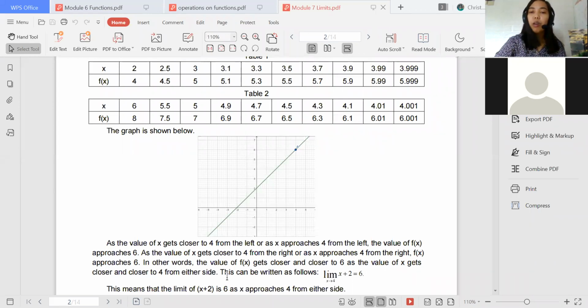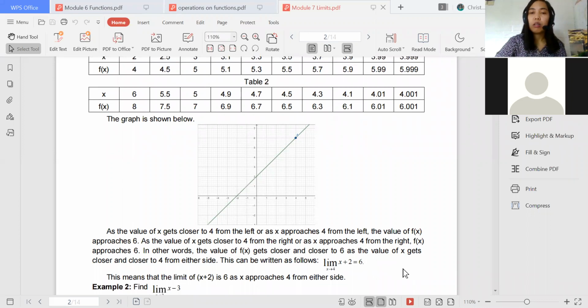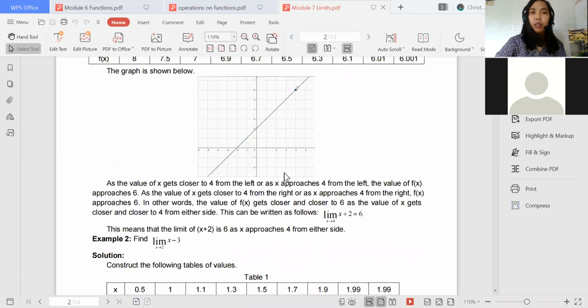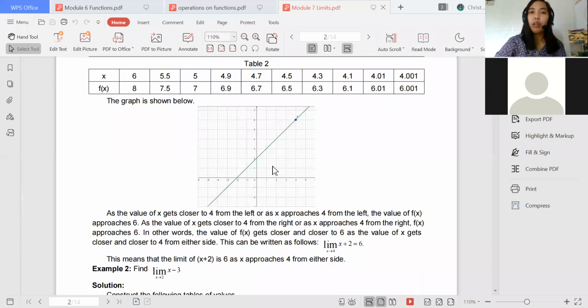So as the value of x gets closer and closer to 4 from either side, this can be written as follows: the limit of x plus 2 as x approaches 4 is equal to 6. Okay, so I'm going to present later the theorems under limits. But for now, let's just check by looking at the table and the graph.